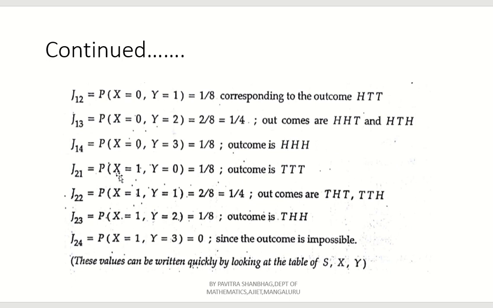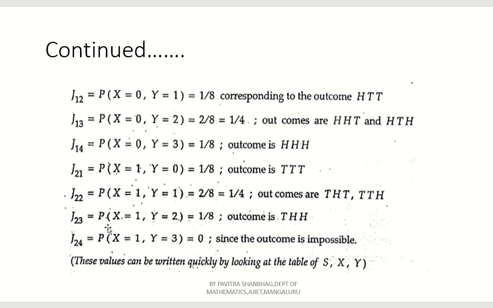Next, J21 is P of x equal to 1, because x equal to 0 is the first row and x equal to 1 means J2, and J21 is y equal to 0. So 1 by 8. The outcome here is all tails, that is TTT. Next, J22 is the probability of x equal to 1 and y equal to 1. It is possible with tail, head, tail, and tail, tail, head, that is the 2 tail, 1 head possibility. That is 2 by 8, which is nothing but 1 by 4.